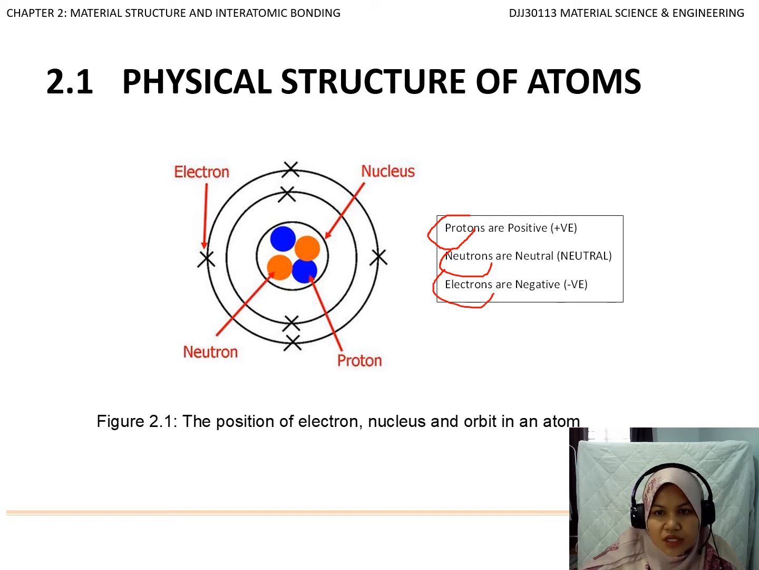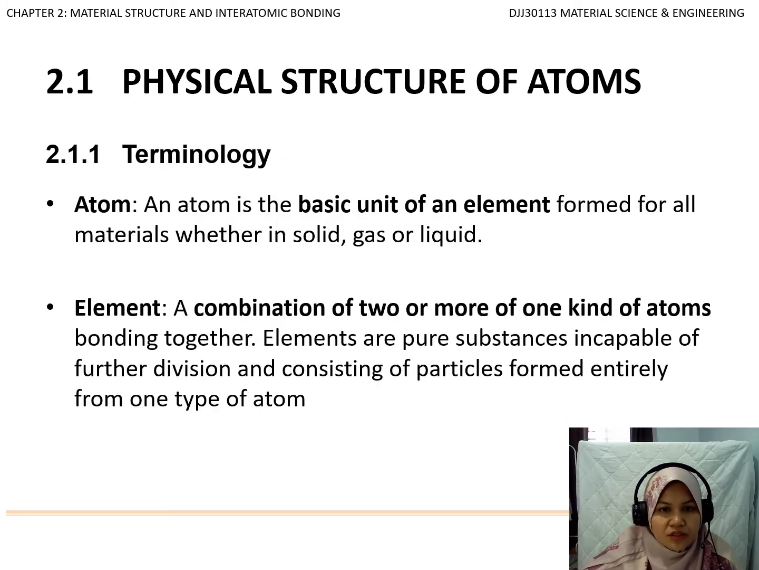Protons are positively charged. Neutrons neutral, maknanya dia neutral lah. Dia bukan positif ataupun negatif. Manakala electron pula adalah negatively charged. Okay, terminology. What is atom?